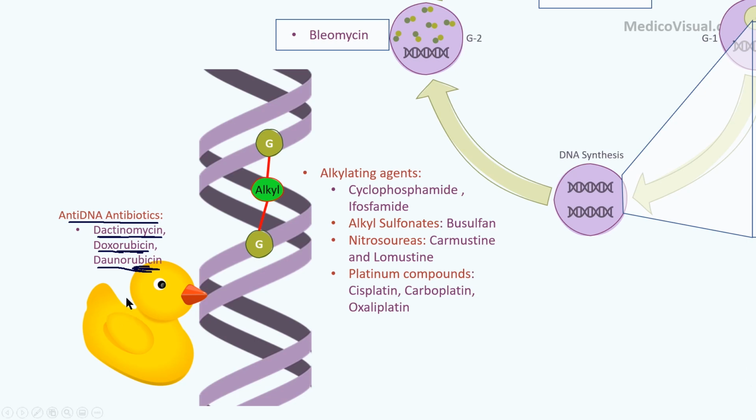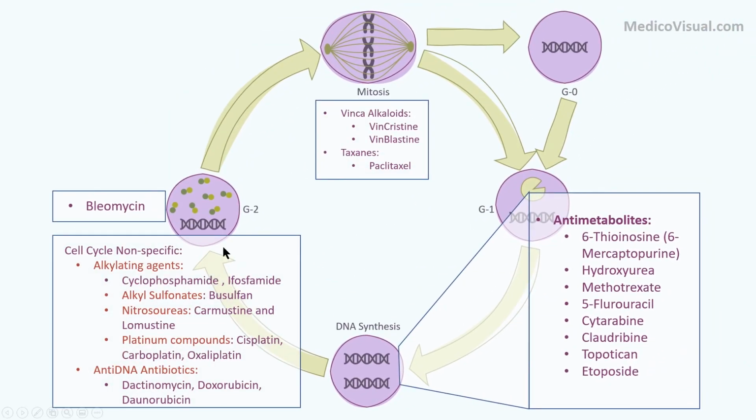Well, they perform certain other functions as well, and ultimately what all these cell cycle non-specific agents do is, in one way or another, they damage the DNA. Some of them also generate reactive oxygen species, and while doing so they damage the DNA. So these were the cell cycle non-specific drugs, alkylating agents and anti-DNA antibiotics.